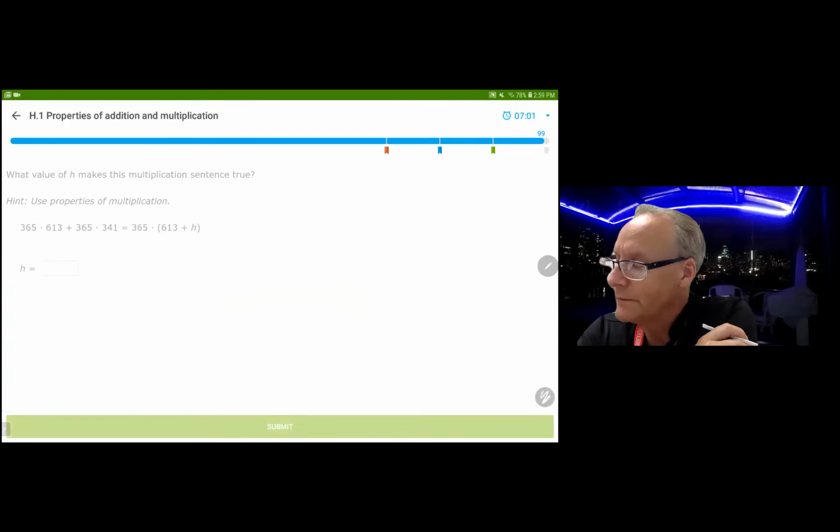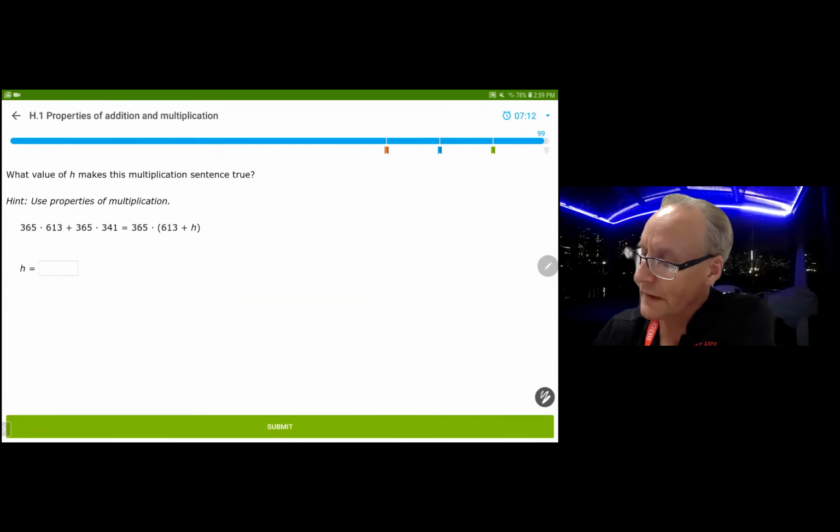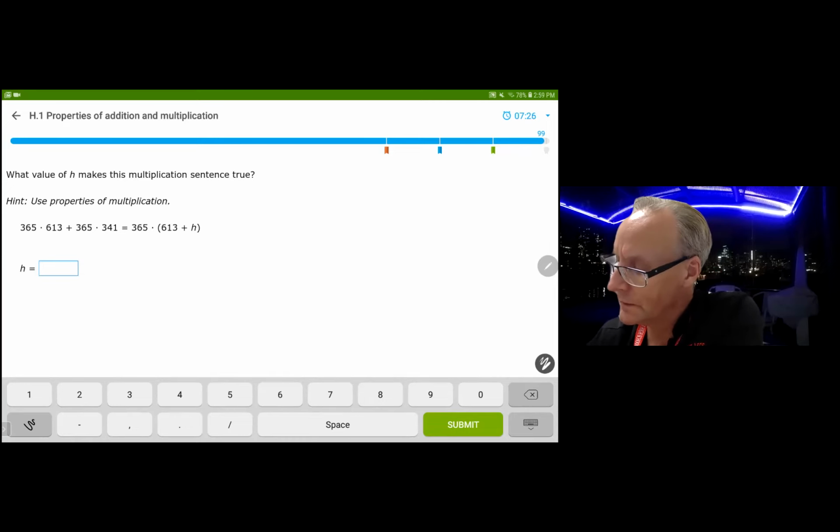And one last one. Looks like we are using the distributive property here, and it's 341. Interesting that this one could be really difficult if you didn't use your brain and you just multiplied it all out and did the algebra for it. Looks like that H is 341 there.